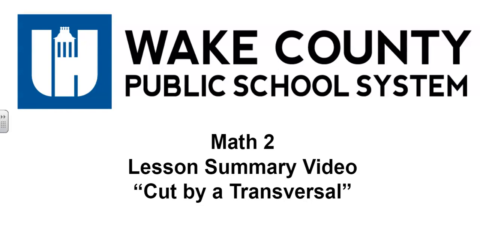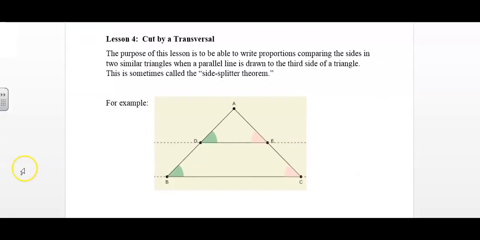This is the Math 2 lesson summary video for the lesson entitled Cut by a Transversal. In Lesson 4 of Unit 7, Cut by a Transversal, the purpose of this lesson is to be able to write proportions comparing the sides in two similar triangles when a parallel line is drawn to the third side of a triangle. This is sometimes called the side splitter theorem.